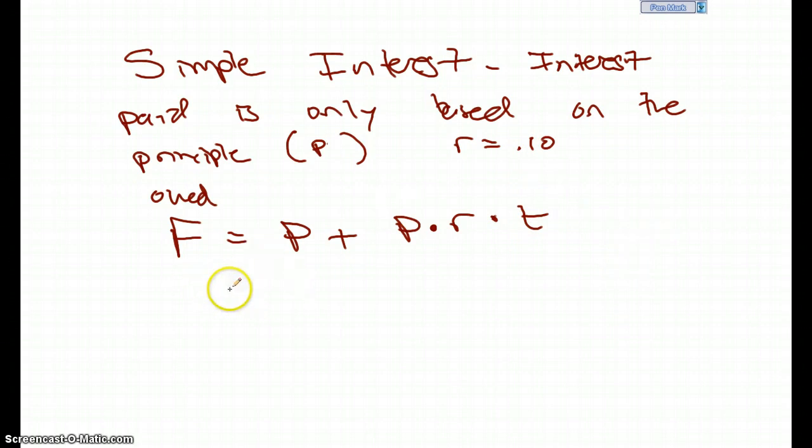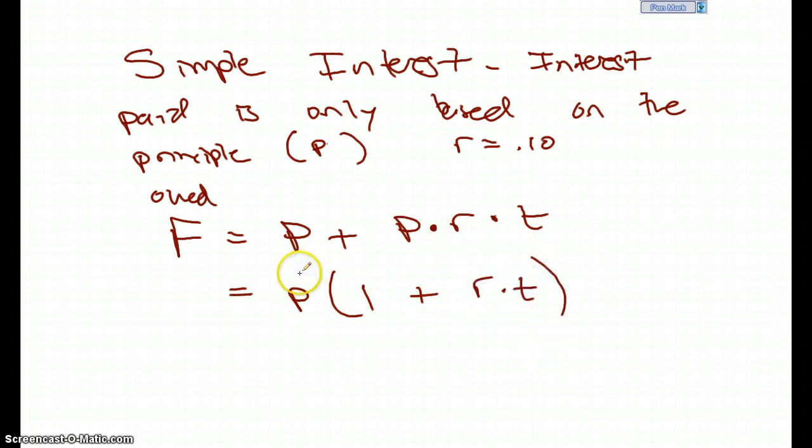So simplifying this, I could actually factor out a P from both terms. Well, what happens if I divide out a P from P? We know that P divided by P would give me 1, and P times R times T divided by P would give me 1 times R times T. So if you use the distributive property, P times 1 is P, P times RT is PRT. So if you think about this, this is a linear function.